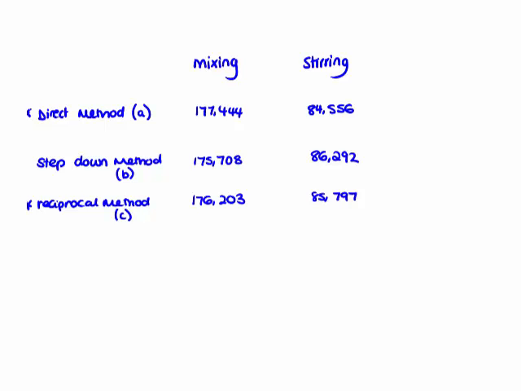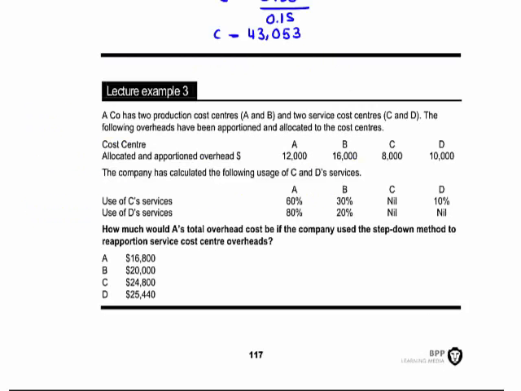Remember, if the examiner specifically wants you to use the reciprocal method, then they will ask for it by saying that it should be the method that fully reflects the reciprocal services involved. But if you're using a multiple choice approach, then you should be able to pick the right answer by using the direct method. So in the previous two examples, we've worked through all of the steps.